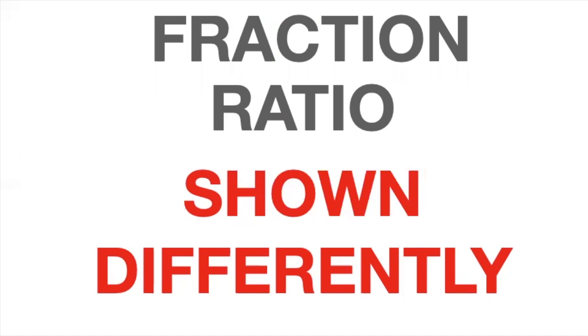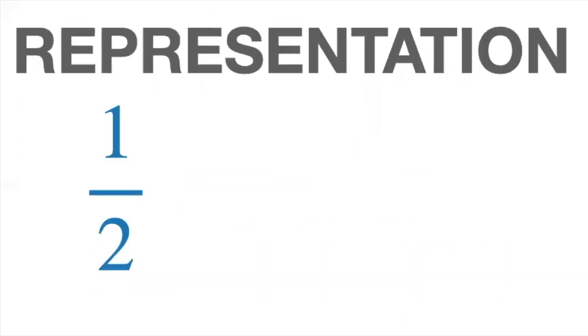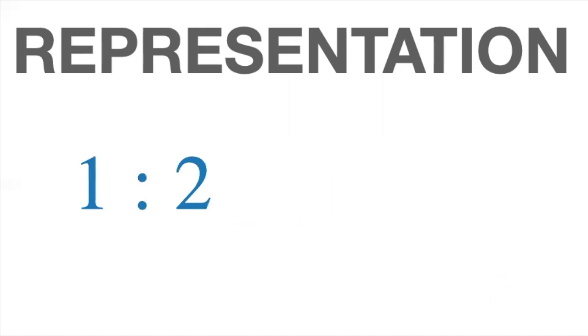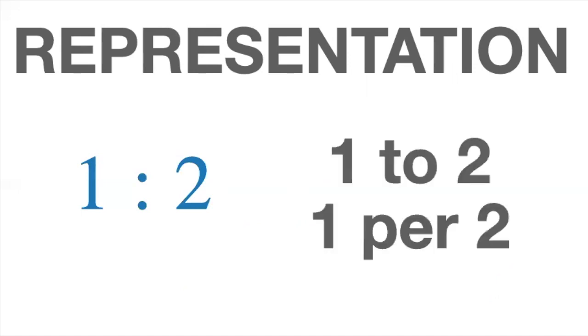Let's have here a representation. Ratio can be represented as a fraction with a numerator and denominator, but we can also represent it as 1 colon 2. So 1 colon 2 is read as 1 to 2 or 1 per 2.